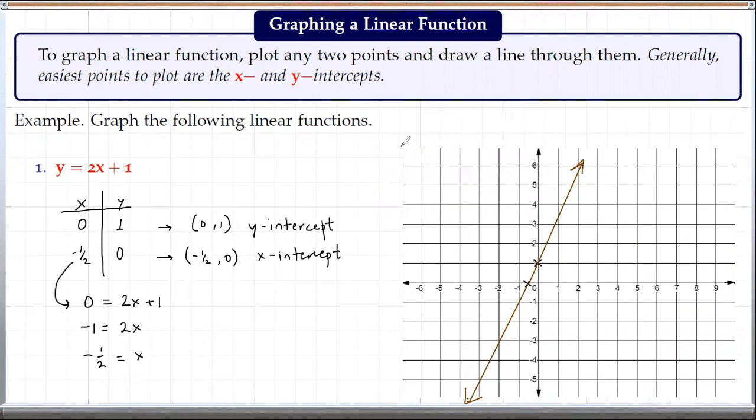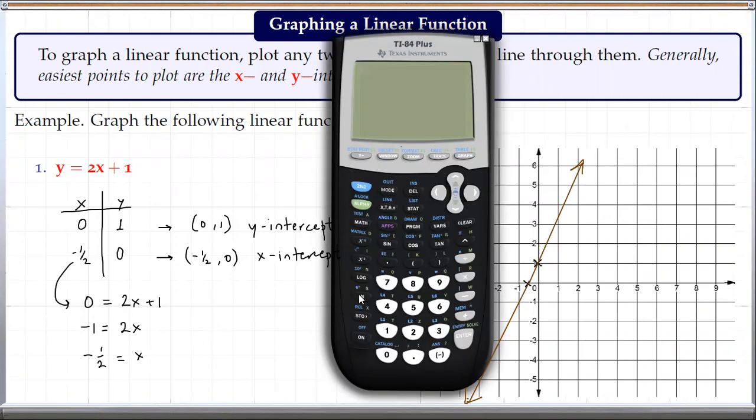And of course, we can graph this function using a TI calculator or other tools like Desmos. Let me quickly show you how we can do this in a graphing calculator. So we go to y equals. So hit this button y equals and clear the function that's already there. And then we type in the function 2x plus 1. 2 times x, we can get x from here, plus 1. Hit enter. And then that's a graph.